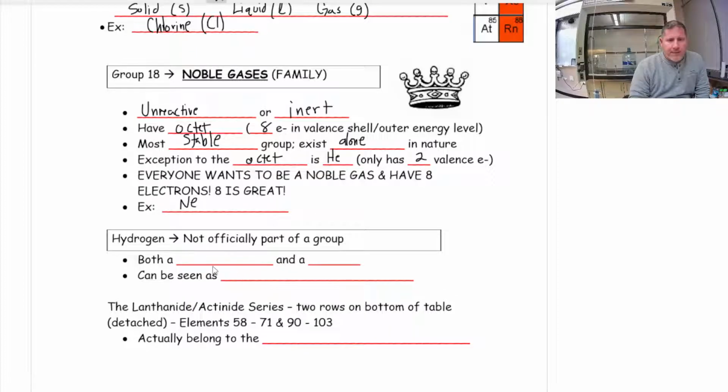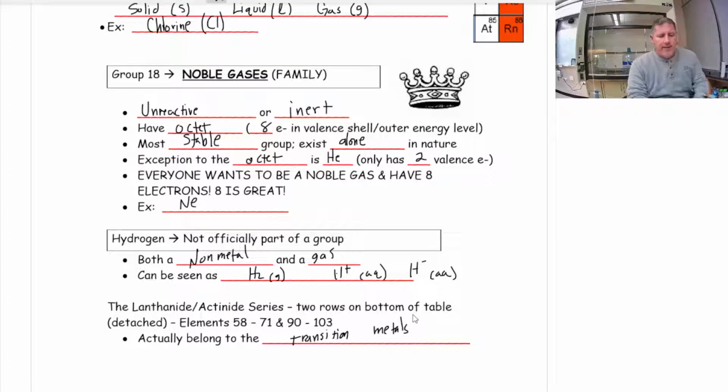We have neon, and then both a nonmetal and a gas is hydrogen, and that's sort of weird. Hydrogen's almost on its own, and it can be H2 gas or H positive aqueous or H negative aqueous. Aqueous again means mixed with water. Then we have the lanthanide and actinide series, and they actually belong to the transition metals. So those appear underneath the periodic table on the very bottom. Let's see if there's any more here.